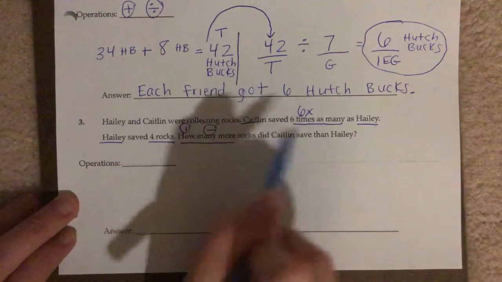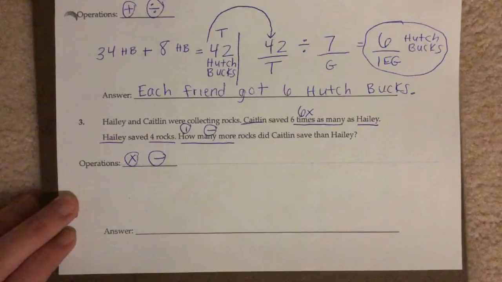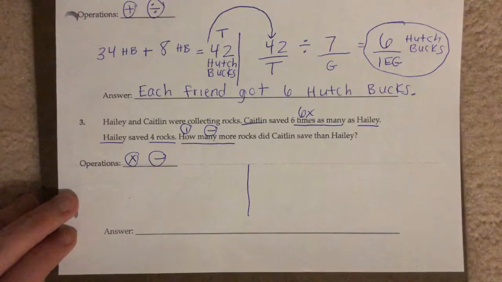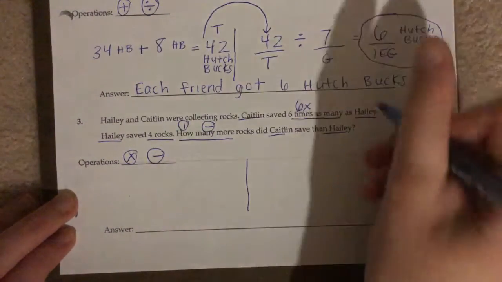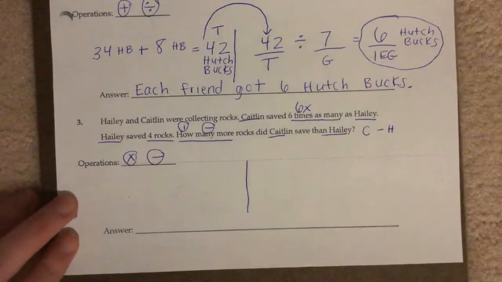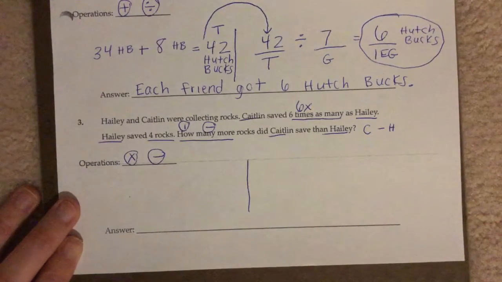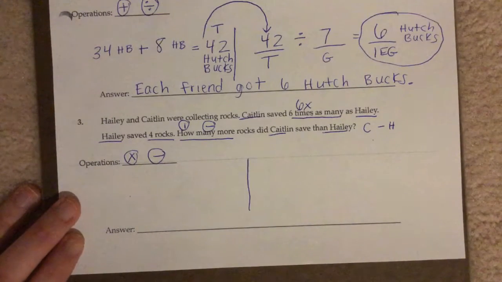So I see times, I see subtract. I know I have 2 different operations that I'm going to need to do. So I'm going to split my space down the middle and get ready for a 2-step problem. It's asking me how many more rocks did Caitlin save than Haley. So it's asking me to solve Caitlin minus Haley. So I need to find a number for Caitlin. And up here it says Caitlin saved 6 times as many. 6 times is not a real number. So I can't subtract until I have a real number. So I'm going to have to multiply first to find out Caitlin's real number.